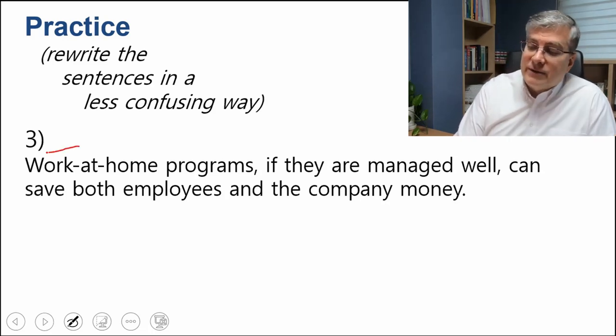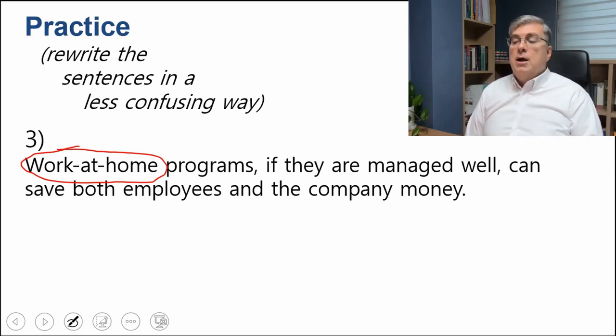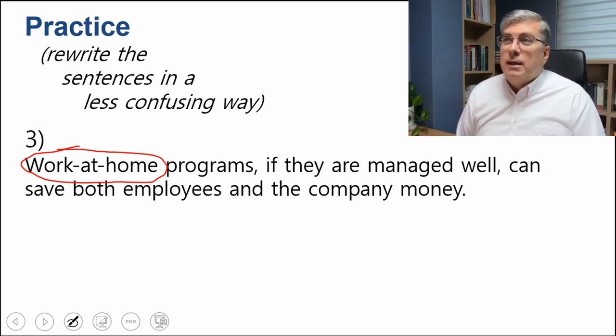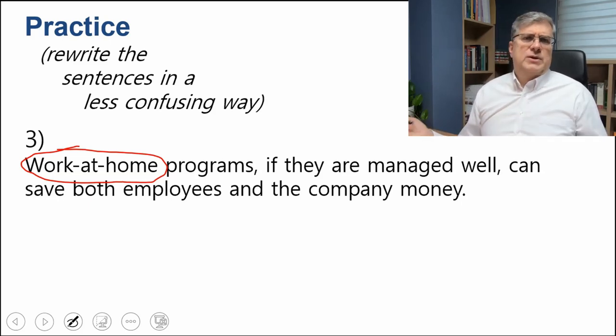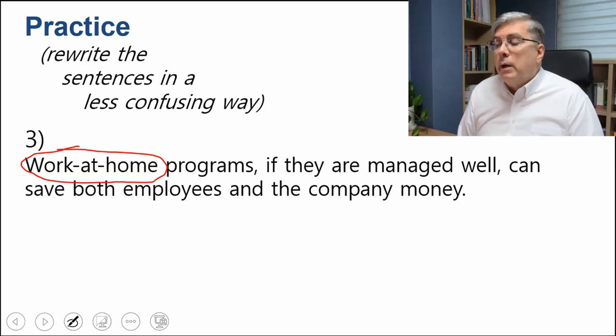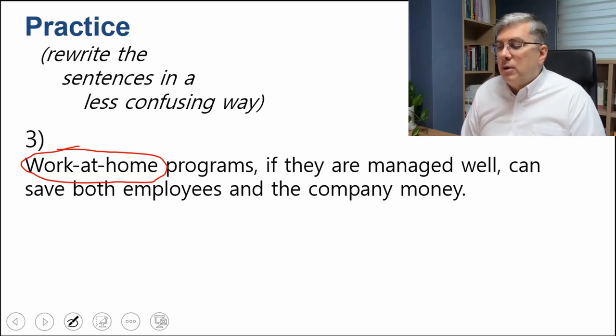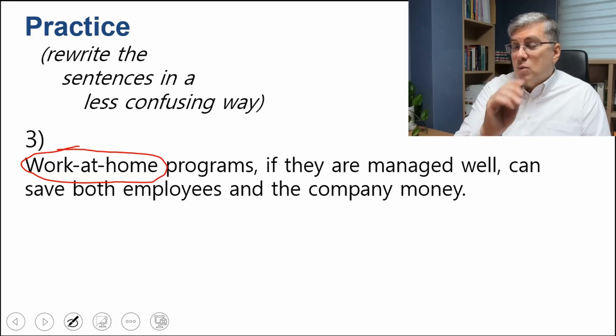Number three. Work at home programs. By the way, that's already using a good compound adjective right there, right? Instead of saying programs that are conducted, programs for employees where they can work at home, too long. Just work at home programs. So it's already condensed right there. But let's take a look at the rest of the sentence. Work at home programs, if they are managed well, can save both employees and the company money. Now, there's something more we can do.